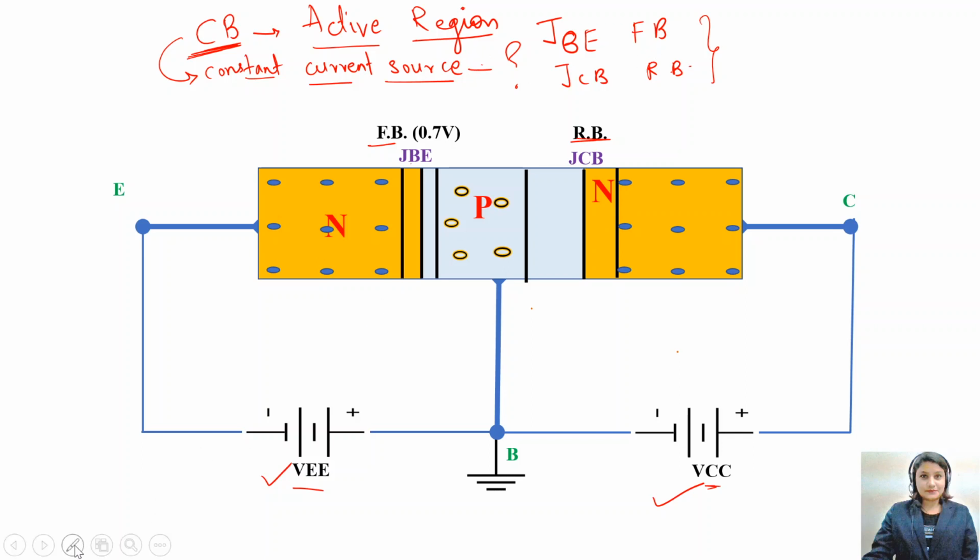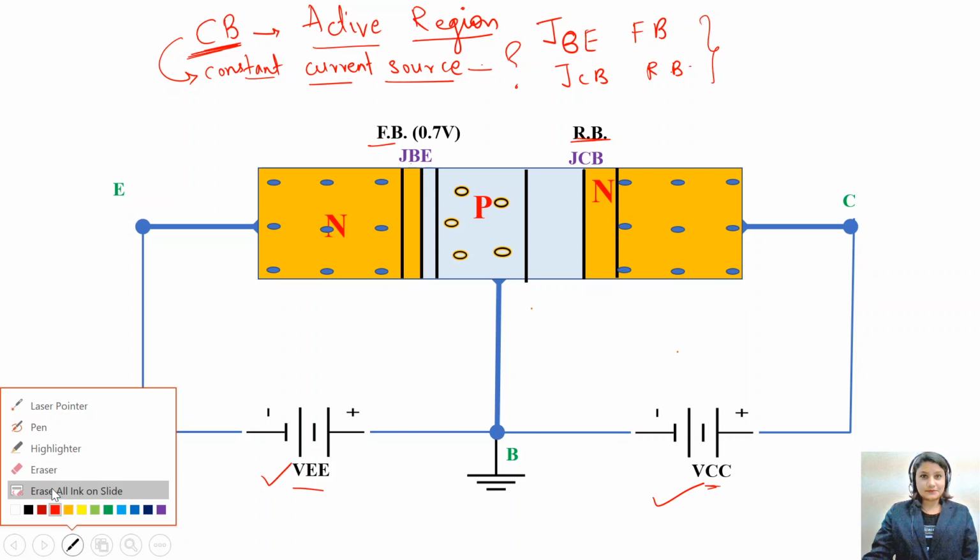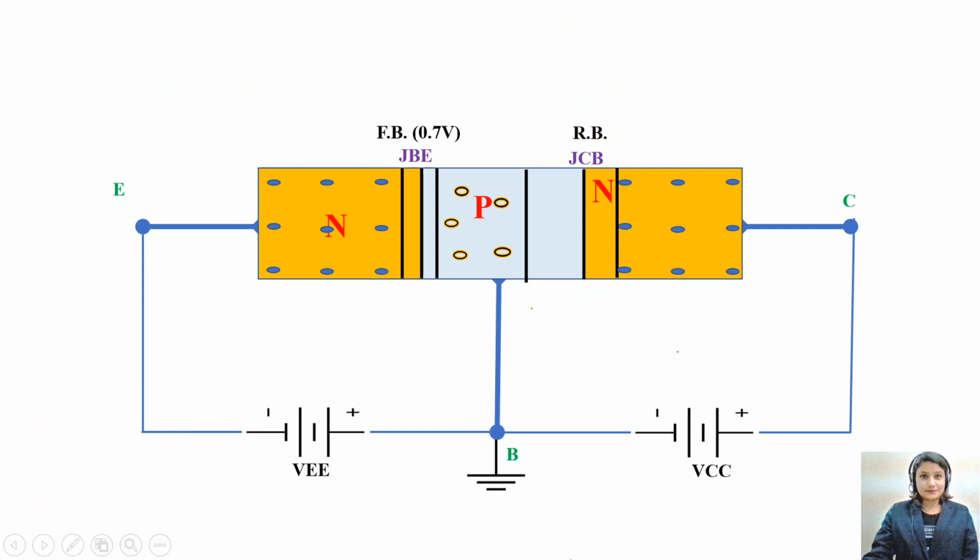Okay, so we have done the proper biasing. The first junction is forward biased and the second junction is reverse biased by using the two batteries VEE and VCC. Now when these batteries are connected, you know the voltage developed between base and emitter is the input voltage VBE, and the output voltage will be developed here, it is your VCB. So let us start with the operation.